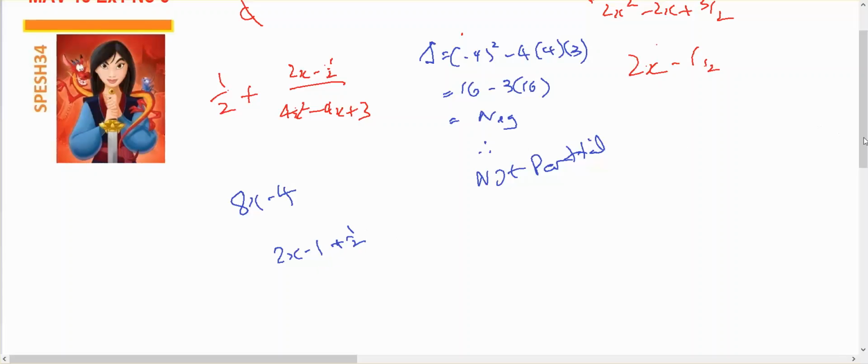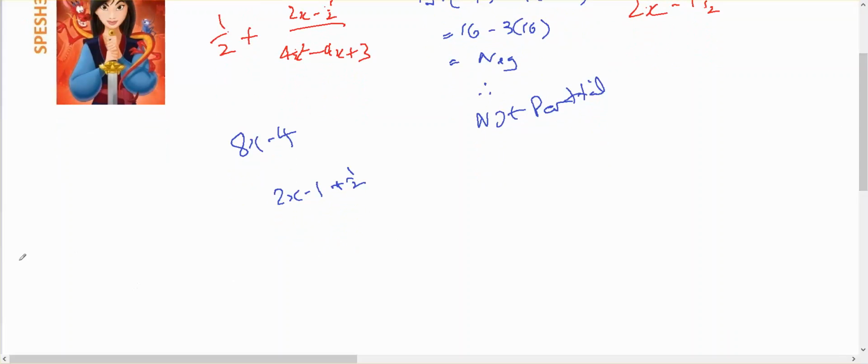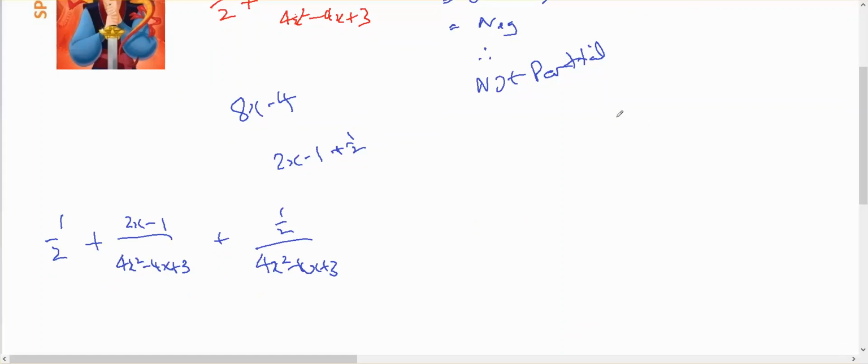Okay, so what am I going to do so far? I've got three things happening. I've got a half. I'm going to have 2x minus 1 on top of 4x squared minus 4x plus 3 plus 1/2 on top of 4x squared minus 4x plus 3. I'd like, on this third one, to complete the square in the denominator and use an inverse tan rule.